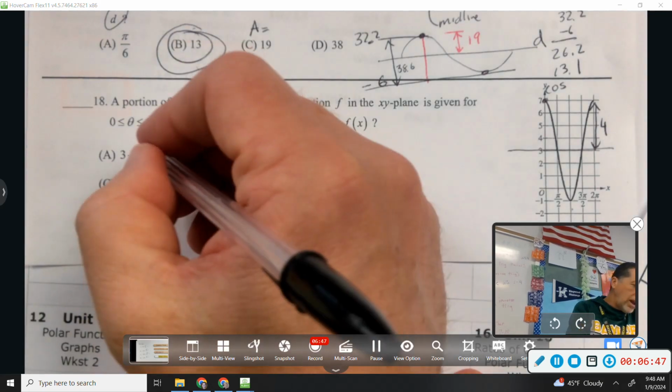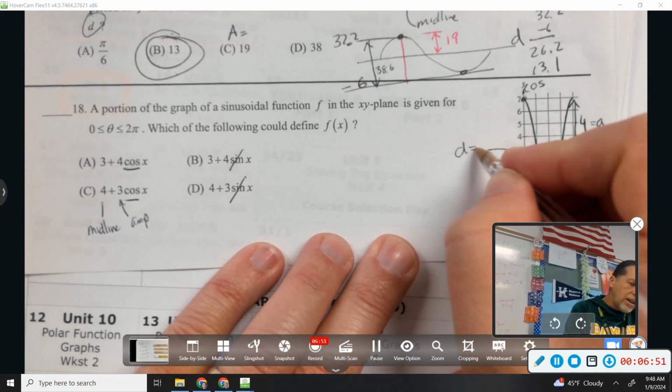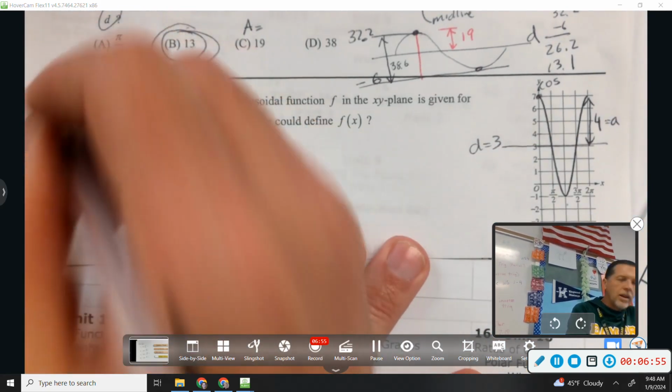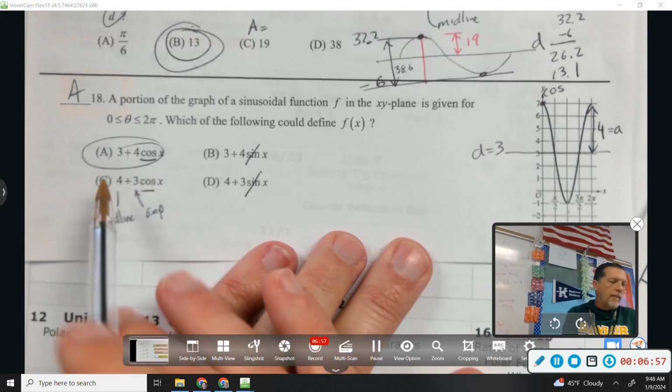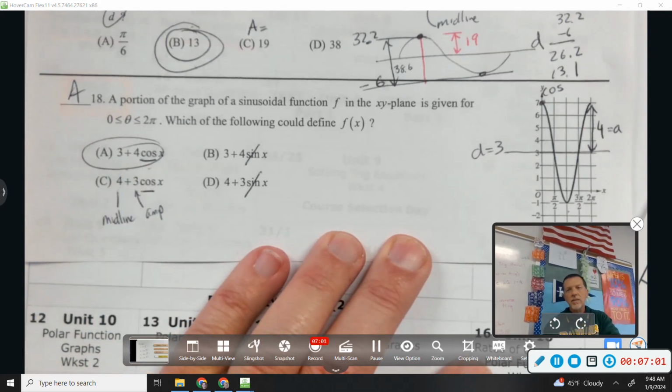So I need an amplitude of 4 and D to equal 3. Kind of out of order here, but the number by itself is 3. The cosine multiplier is 4. So 3 plus 4 cosine x. I feel like that was a straightforward one. It's those other 3 that were kind of tricky.